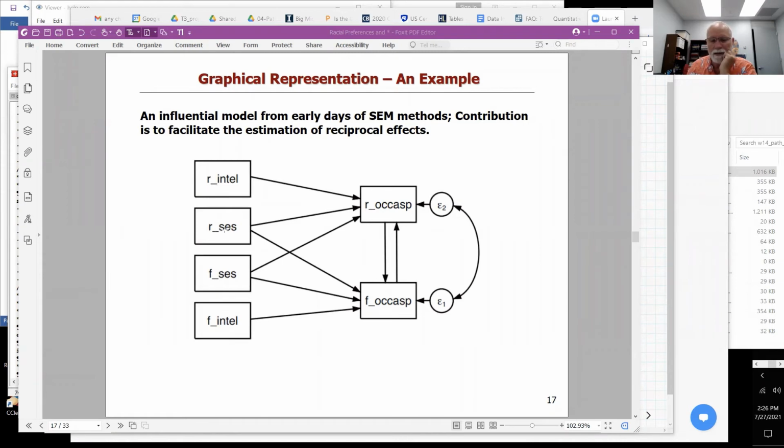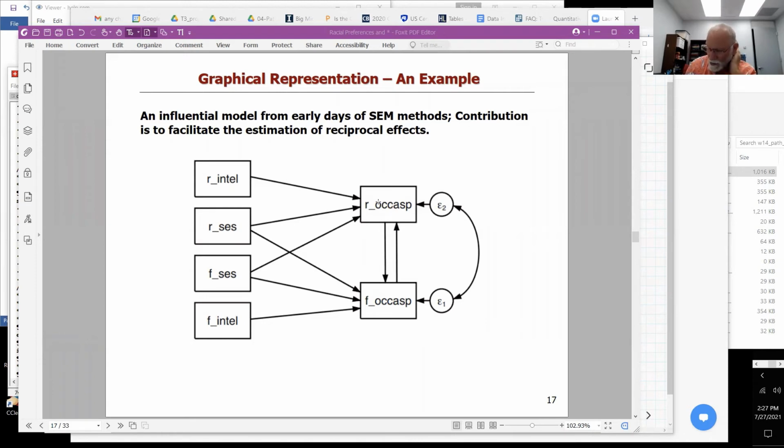RIntel, R_SES. R for respondent, F for friend. And we're looking at occupational aspirations as the dependent variable, R for respondent, F for friend. And we're looking at the reciprocal causation. Does one's own occupational aspiration, your goals for the future, affect your friends' aspirations? Do your friends' aspirations affect your own aspirations?